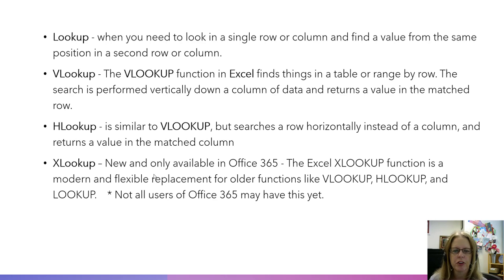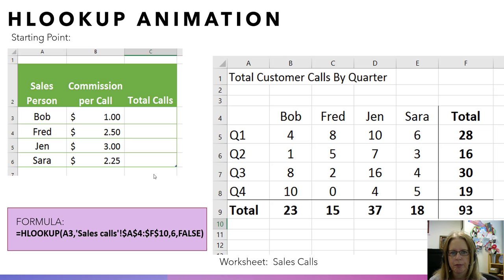The Hlookup function is kind of a partner to VLOOKUP, except with Hlookup, we're going to be searching across a row of data horizontally. And then once the matching piece of data is located, Excel will then search down that matched column in order to return a value. So VLOOKUP focuses on a vertical match and then goes across horizontal. Hlookup focuses on a horizontal match and then goes down vertically. We'll talk about XLOOKUP in our next tip of the week.